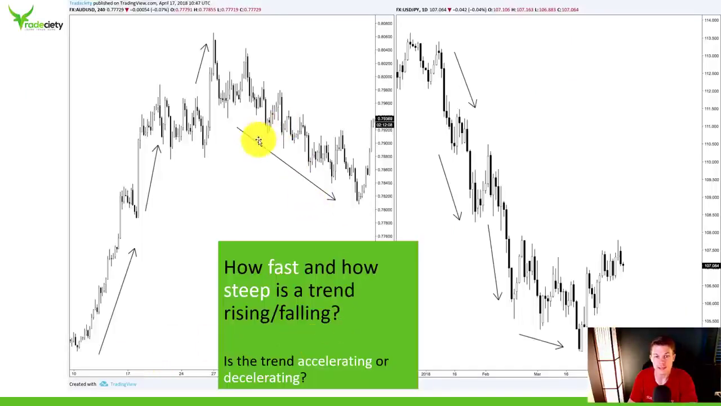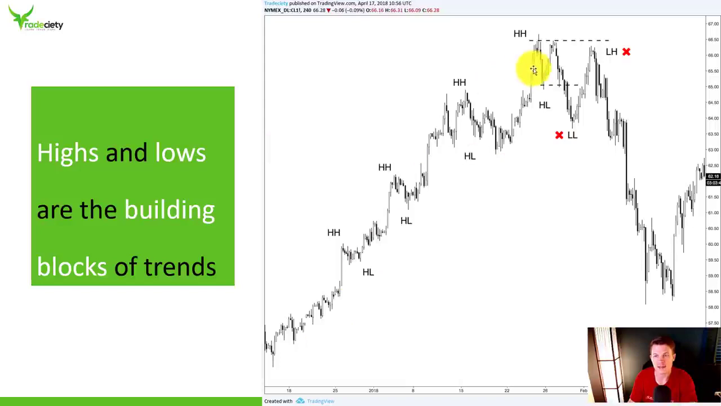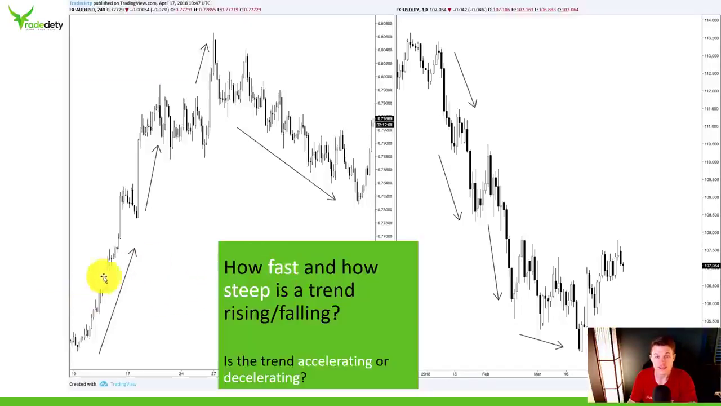And another thing is that obviously it's important to look at higher highs and higher lows, but it's also very important to ask how fast is a trend rising and how steep is it? And also, is the trend accelerating or decelerating? And this is very important. And trend waves, you can see, they move higher, but there's obviously a very big difference between how the market moved higher here, here, and here. Whereas here in the beginning, the price in a very short period of time moved higher a lot.